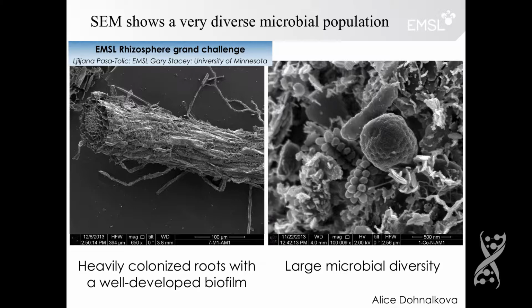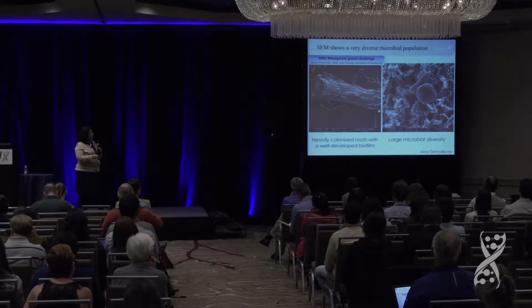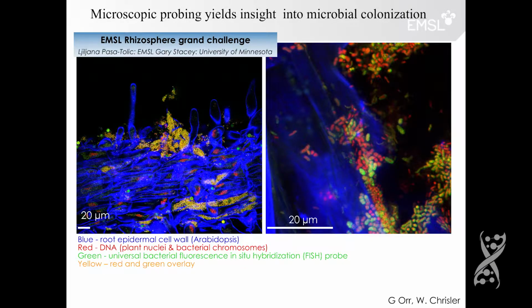And these are images from that Grand Challenge where we can see microbes that heavily populate the root of the Arabidopsis. And if we get a closer look, we can see a number of these microbes. There are different kinds, they're spatially oriented, and we can get an understanding of how these microbes are colonizing these root systems. We can take a closer look and use microscopic probing, where here, again, it's not the same Arabidopsis roots, but it is Arabidopsis roots, where the blue label is root epidermal cell wall, the red is the DNA from plant nuclei, the green is a universal bacteria fluorescence, and then the yellow is the green and the red that tells us where the bacteria are.